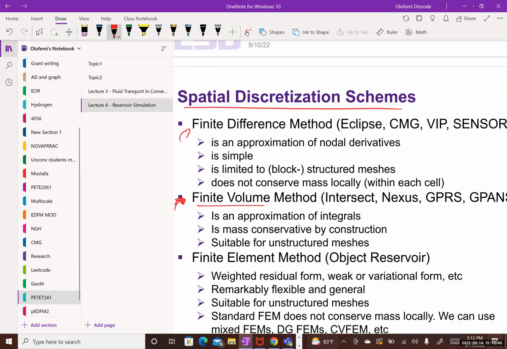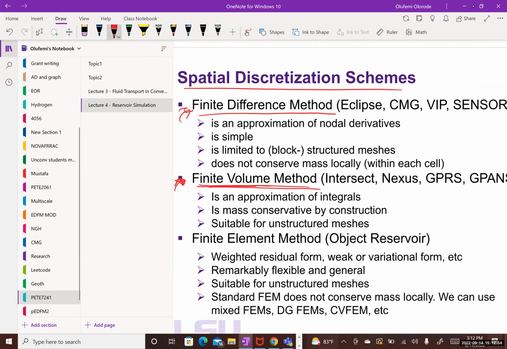So can you use finite volume to discretize the mass accumulation term? No, it's for the spatial derivative, but finite difference can be used for both of them. And we always use finite difference for the time discretization, regardless of whether you're using finite element or finite volume. So I've listed out some simulators that use these different discretization schemes, with some comments on each of these and some of their pros and cons.